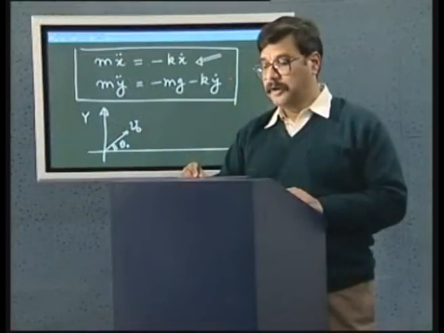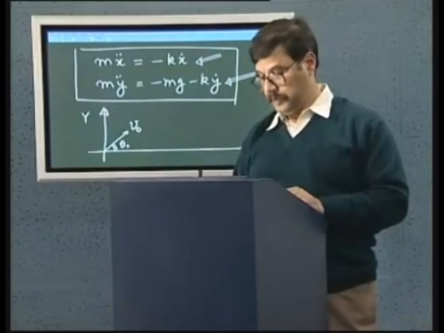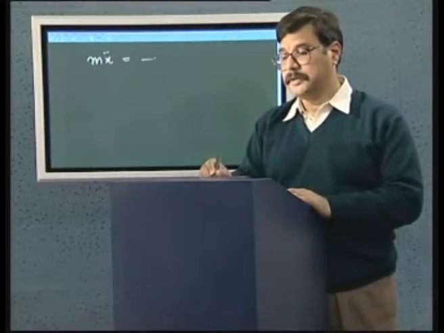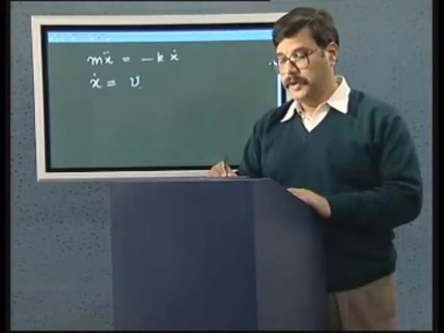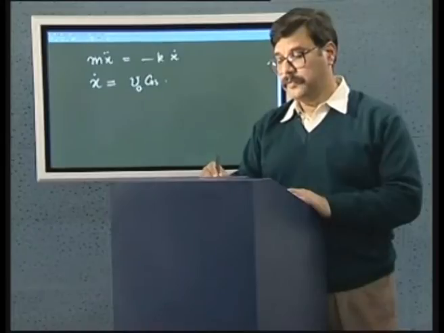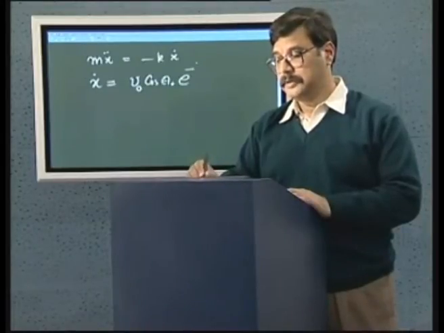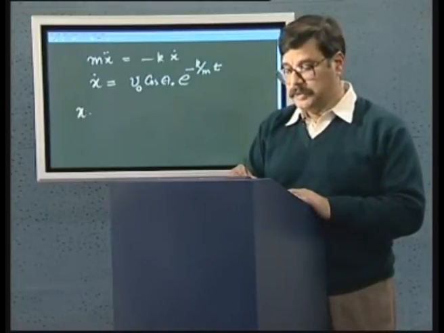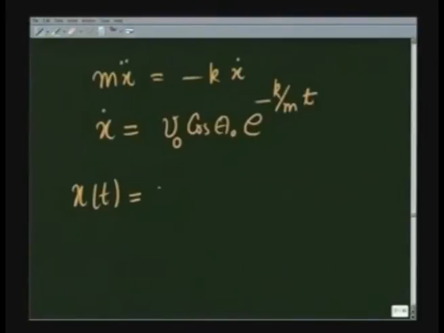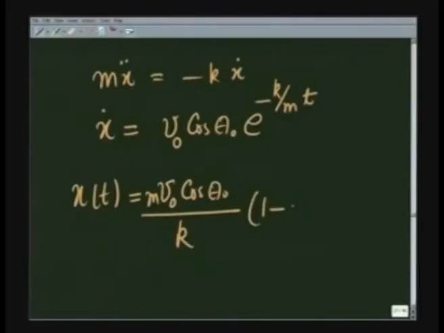These two I have solved separately when I was solving the 1D problem, so that I know the solution. m x double dot equals minus k x dot gives me x dot is equal to V initial, which in this case happens to be V0, cosine of theta 0 e raised to minus k over m t, and also x as a function of time comes out to be V0 cosine theta 0 m over k times 1 minus e raised to minus k over m t.